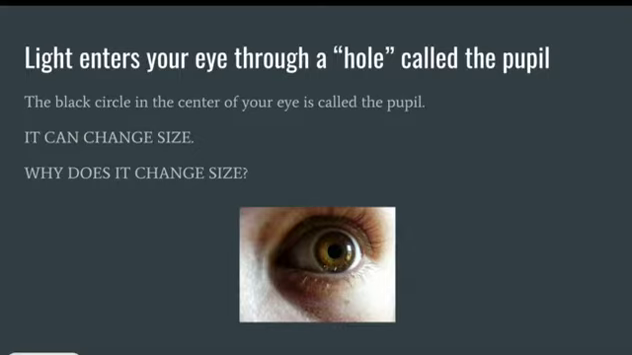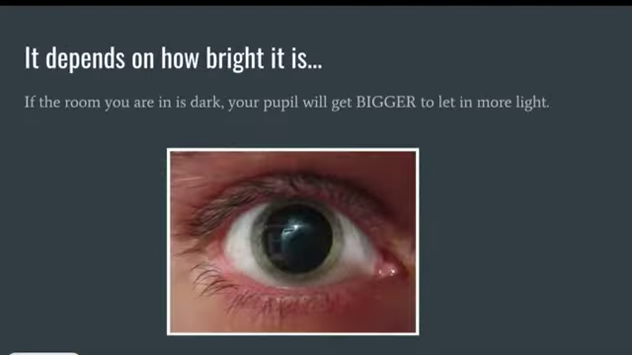So your pupil could either be very, very large or very, very small, and you're not even aware of it, okay? It depends on how bright it is in the room that you're in, or if you're outside or inside. So if it's very dark, your pupil will get larger to let the most light that it possibly can into the back of your eye, right? Because the back of your eye is where the images form. We'll get to that later. Again, you don't even realize it's happening, your pupil gets much larger to let a lot of light into your eye, okay?